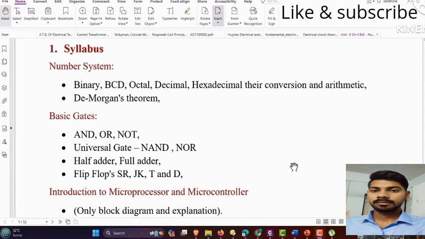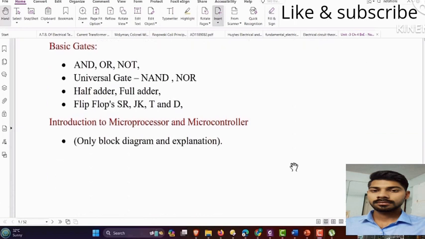Then we will see some of the building blocks using basic gates and implementation like half adder and full adder. Then we will see the memory storage element like flip-flops. Under flip-flop, we will see SR flip-flop, JK flip-flop, T flip-flop, and D flip-flop, that is data flip-flop. The last topic will be introduction to microprocessor and microcontroller. And here it is mentioned only block diagram and explanation. That is your syllabus of unit number 3.